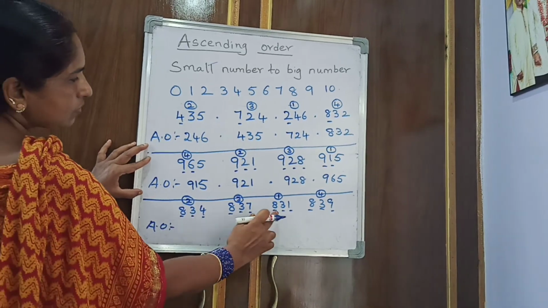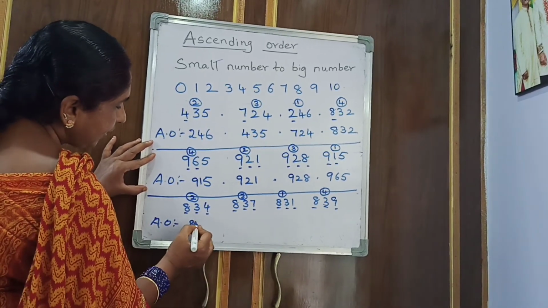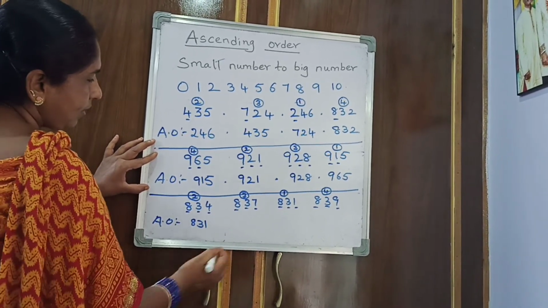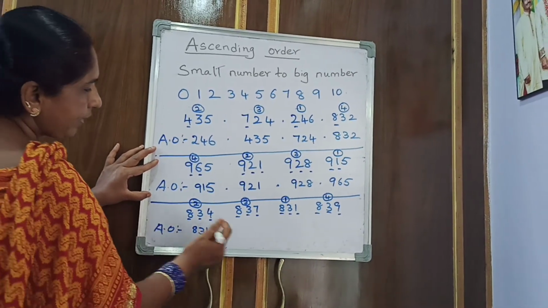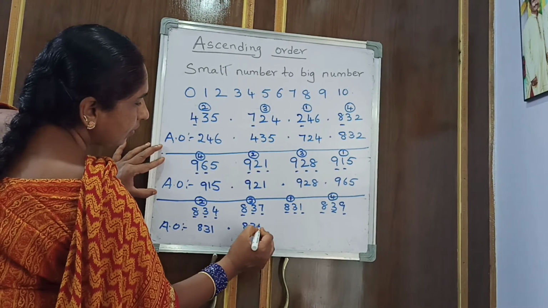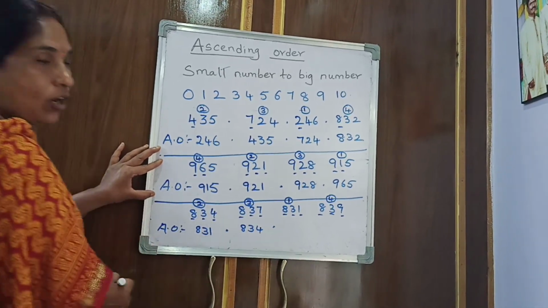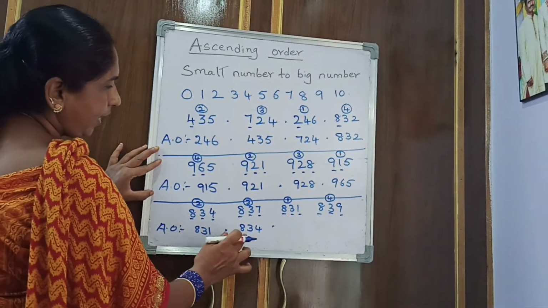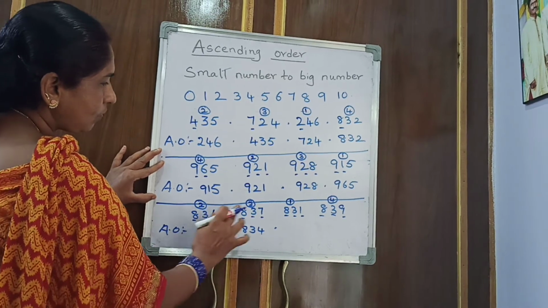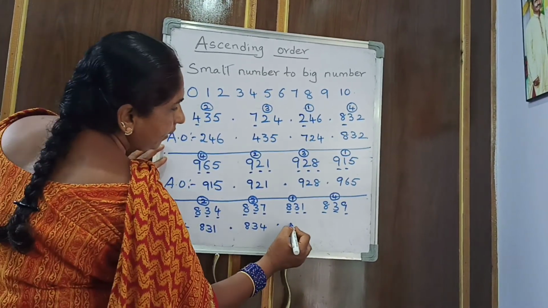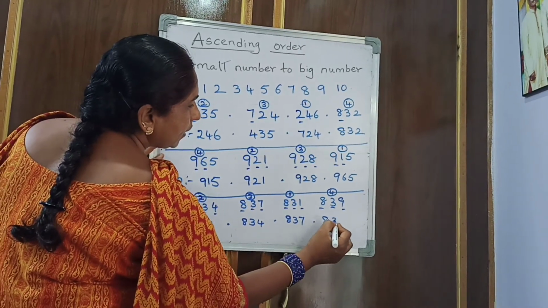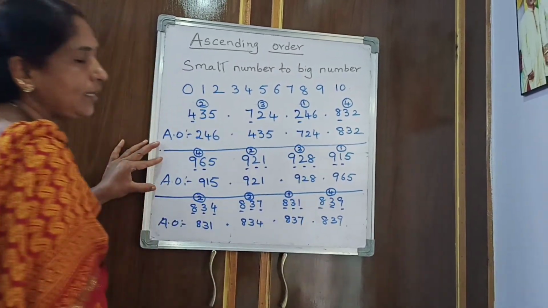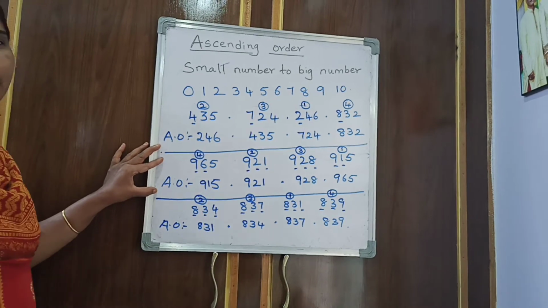See, what is the first one? 831. Keep one dot, leave one box. What is the second number? 834. Keep one dot and leave one box. 834 after, what is the third number? 837. And the last number is 839. Is it clear, children?